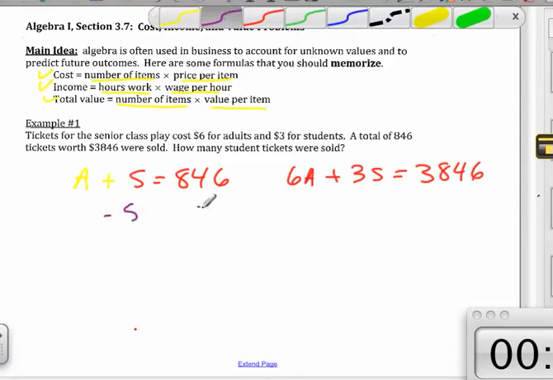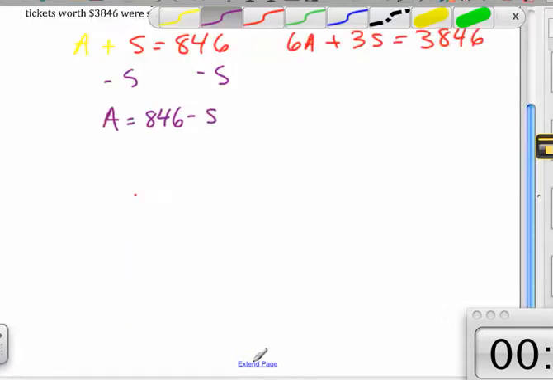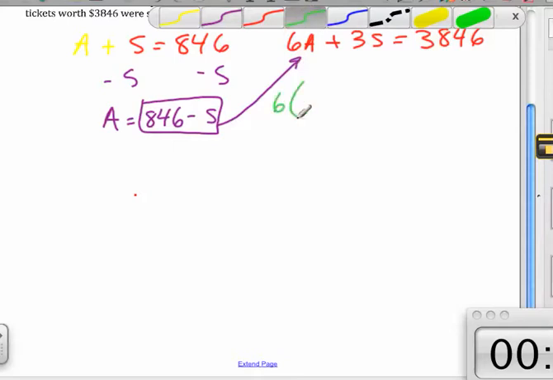Subtract A from... Oh, why don't I do this? I'm going to subtract S from both sides because then that's going to say that A is equal to 846 minus S. Now I know what A equals. A equals this stuff, so I'm going to plug that in place of A when I rewrite it. So now I'm going to do 6 times, not A, but what A equals: 846 minus S, plus 3S is equal to 3,846.